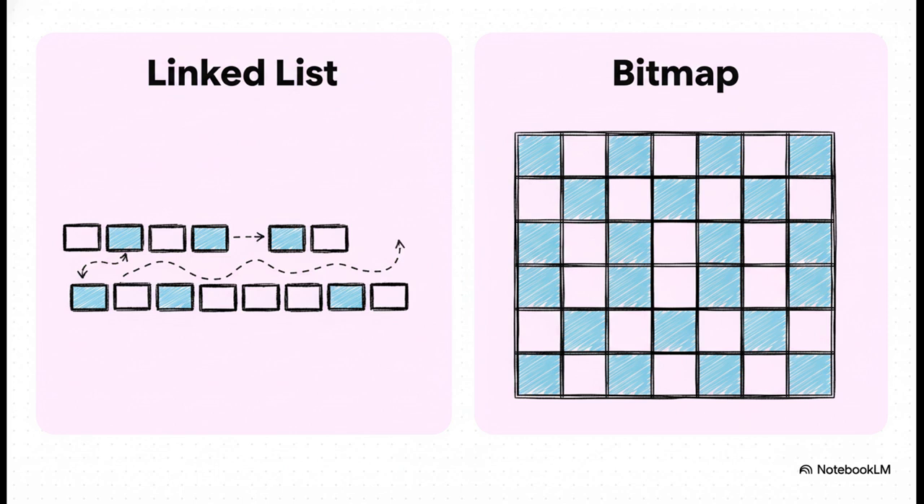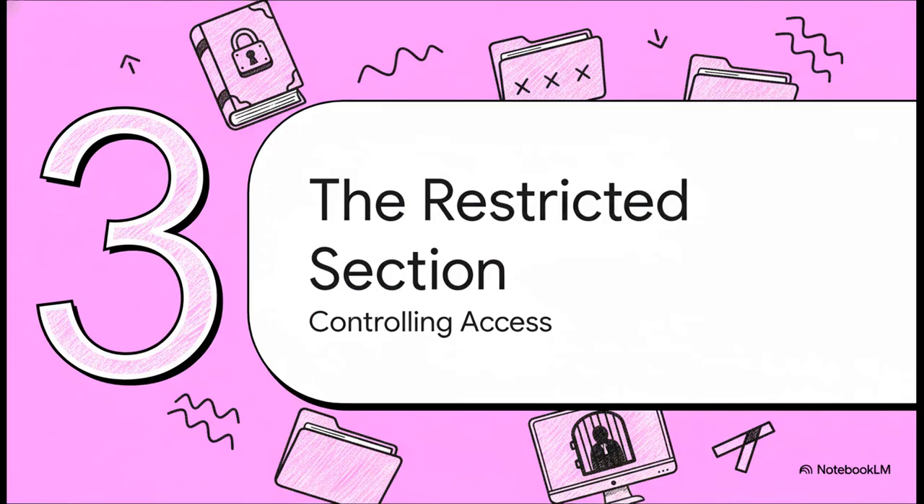The other way is with a bitmap. This is like having a giant master map of the entire library, with every single slot marked as either free or in use. They both get the job done, but each has its own pros and cons when it comes to speed and efficiency. All right, on to another critical job for any good librarian, managing the restricted section.